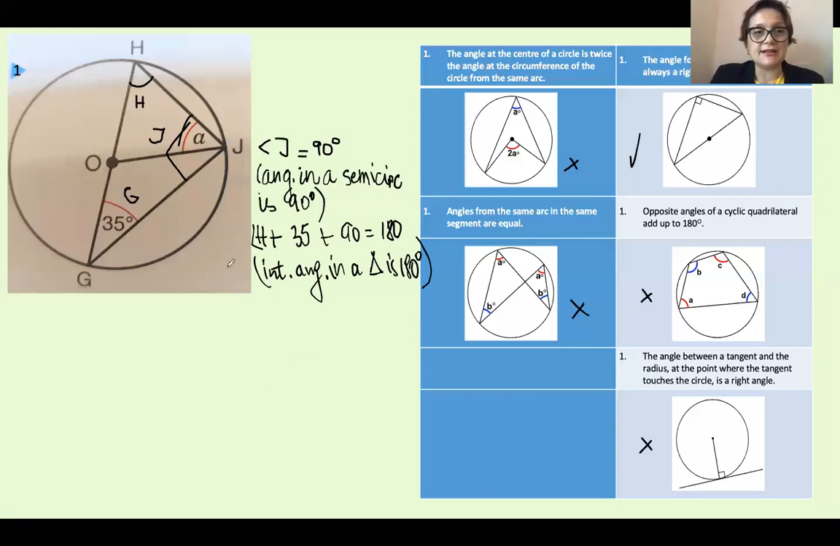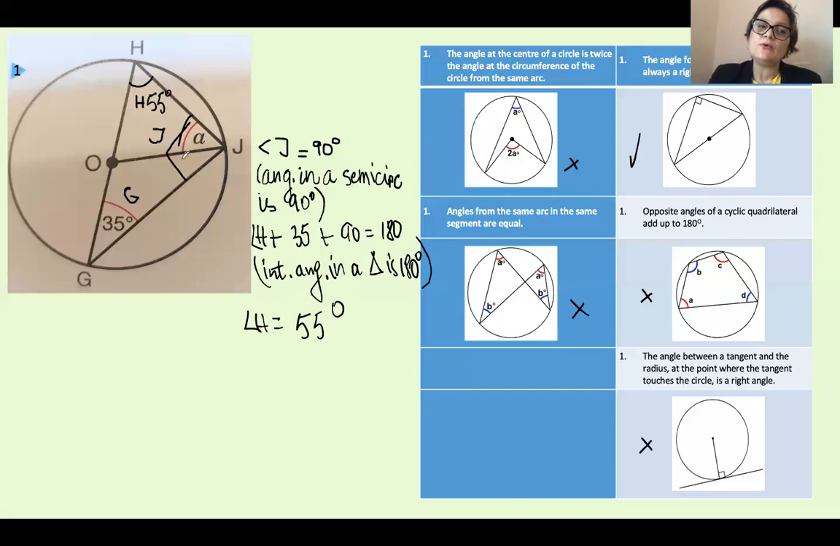So there you go. Angle H: 35 plus 90 is 125, and 180 minus 125 is 55. So angle H is 55 degrees. And you can, of course, label the angle right here. It just makes it a lot easier.